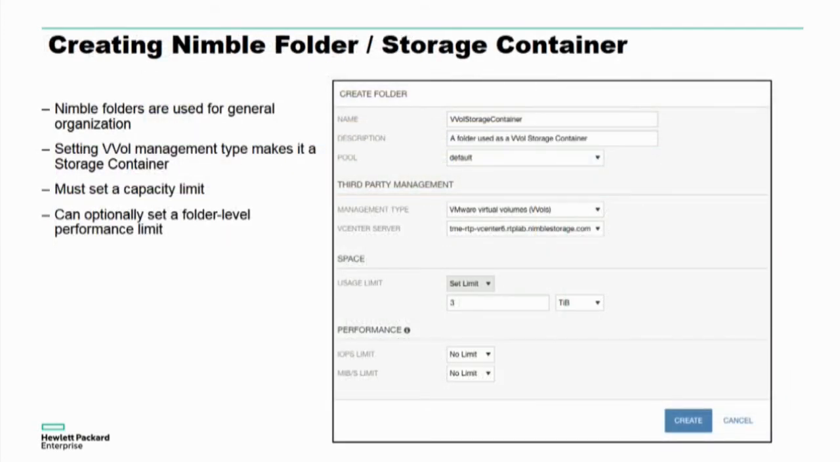So here's a walkthrough of actually creating that Nimble folder. Again, we use folders for a couple of purposes. VVols happens to be one of them. We could just use those for general purpose organization, but as soon as you go in here and select what third-party management type you're going to want to use with that and select VVols from that, then that's what turns that into a storage container for use with VVols replication.